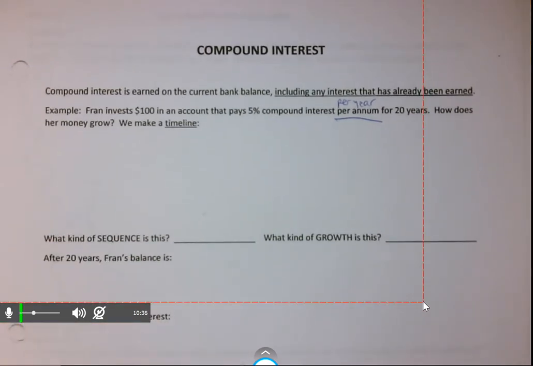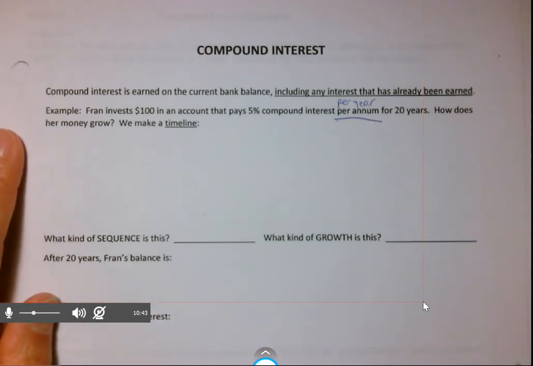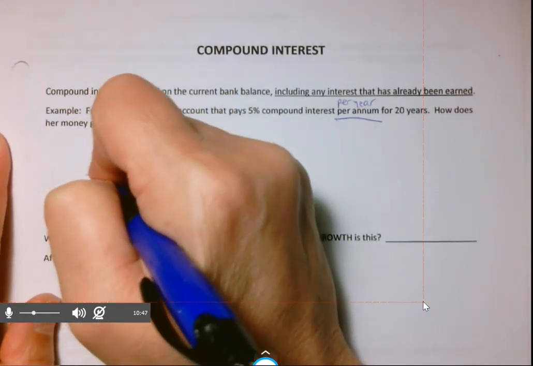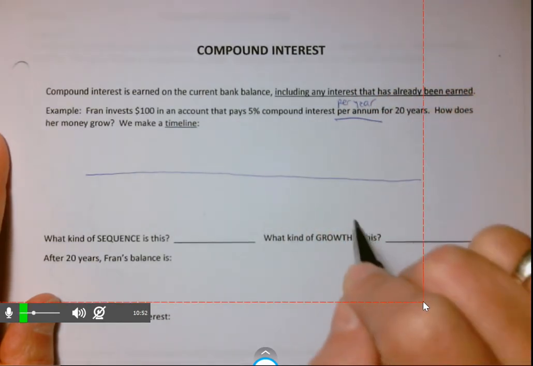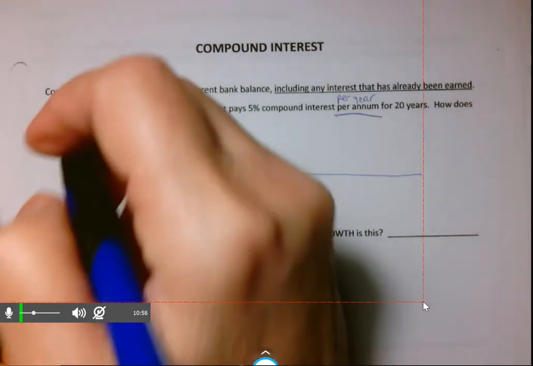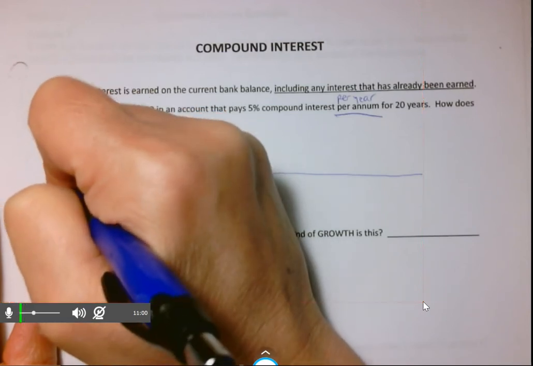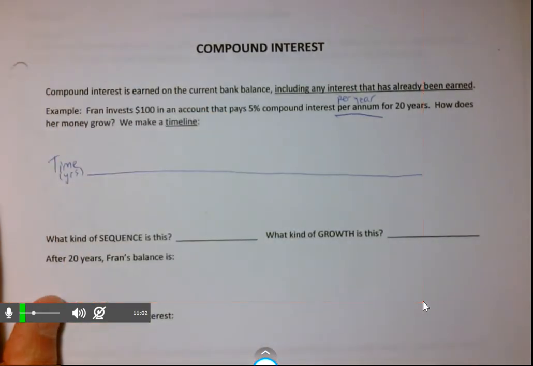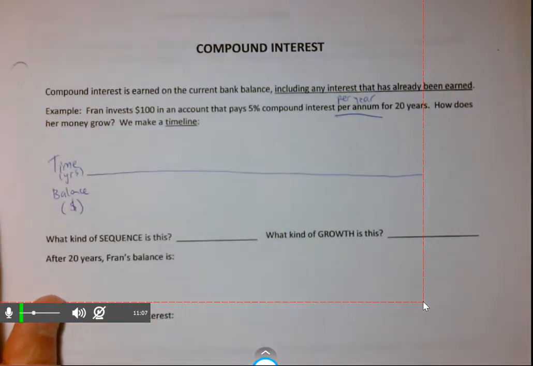So let's do a picture. On the other page, I did a table of values, but now I'll do it as a timeline. You've probably seen a timeline before in maybe history class or English class. And why do they call it a timeline? Because it's a line, and we're going to put time on it. So I'm going to put the time in years above the line, and below the line, I'm going to put the balance in dollars. So this is what's in the bank.